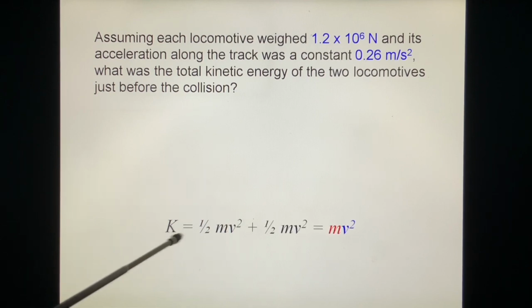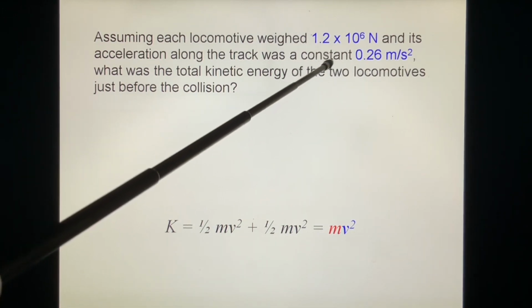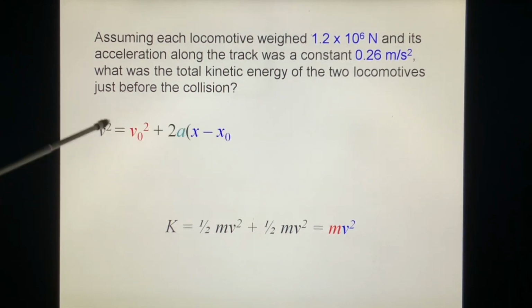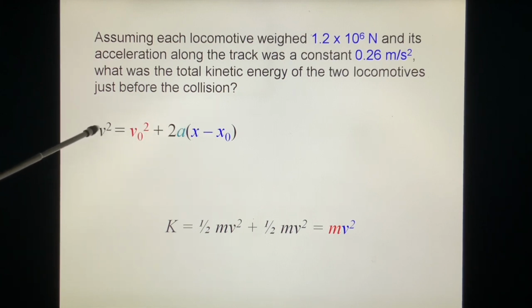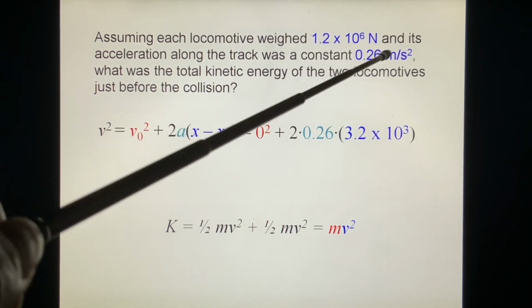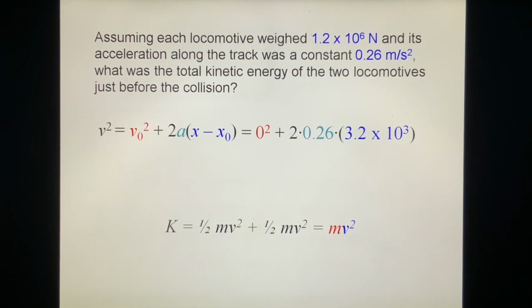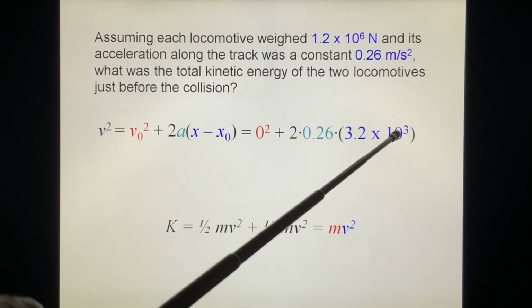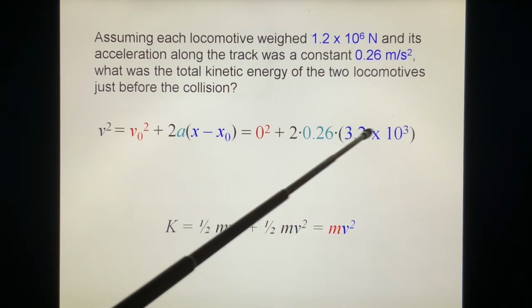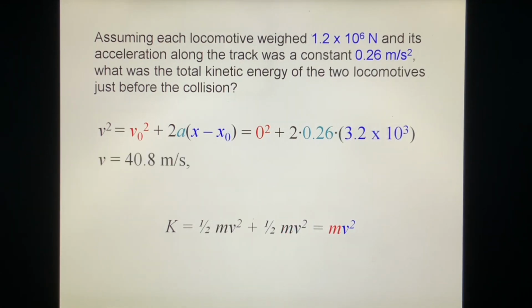Now, the kinetic energy is the sum of these 2 locomotives, so equal to m v squared. We find v because this is a constant acceleration motion. We use this formula, v squared equal to v0 squared plus 2a times the distance, where v is what we want to find. v0 squared is 0, starting from rest. a is 0.26, and x minus x0 is the distance traveled, half the track length, 6.4 times 10 to the 3 over 2. That is 3.2 times 10 to the 3. So we calculate, and you get the v.